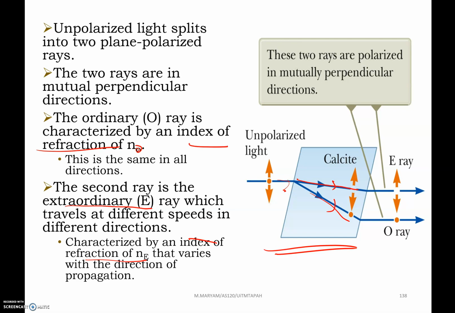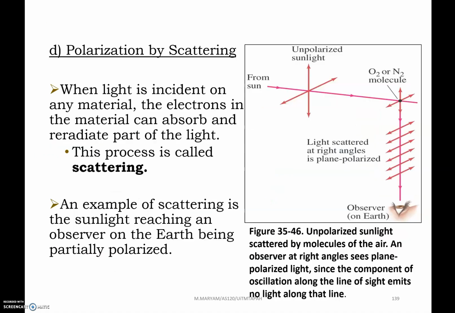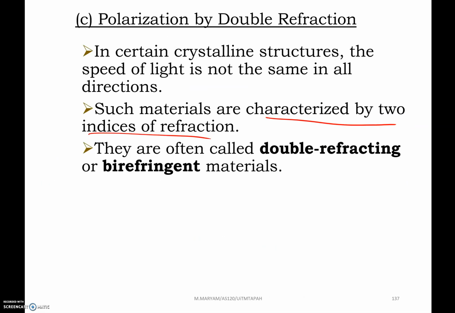Okay. So the ordinary ray is characterized by an index of refraction of NO. This is the same in all directions. Whereas the secondary ray is the extraordinary E ray, which travels at different speeds in different directions. This is characterized by an index of refraction of NE that varies with the direction of propagation. Okay, so that's the difference between polarization by refraction and by double refraction.